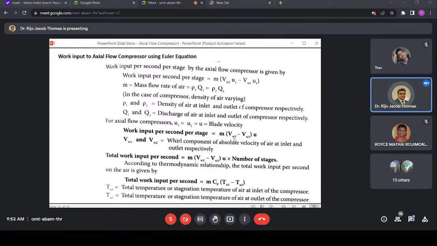So you can put it as M into (VW2 minus VW1) into U, where this is the work input for a single stage. Similarly, if there are 10 stages, you have to multiply by 10 so that you will get it for the total one, and that is also equal to m cp delta T, or change in enthalpy in terms of stagnation temperature. If you write m cp (T02 minus T01), this will be equivalent to this. You can equate.